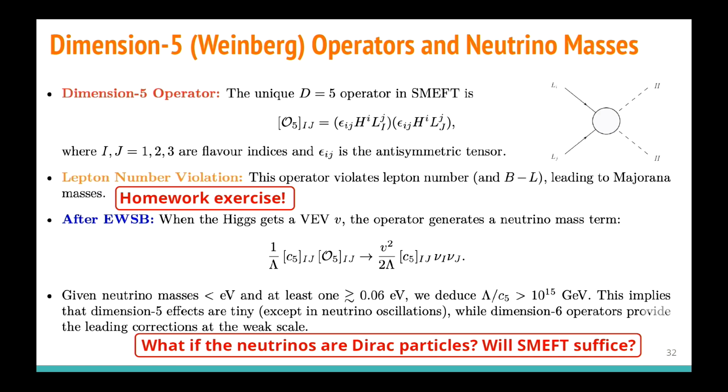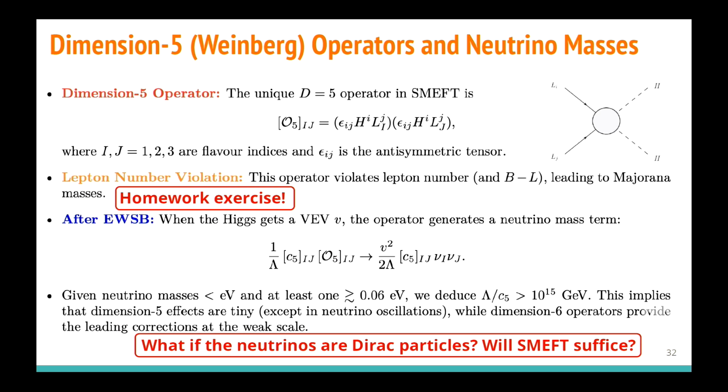So, here we see this is the effective vertex that we can write. So, why is this dimension 5? We have mass dimension 3 by 2 for the leptons, the lepton doublets, and we have mass dimension 1 per Higgs. So, that is why we have dimension 5.